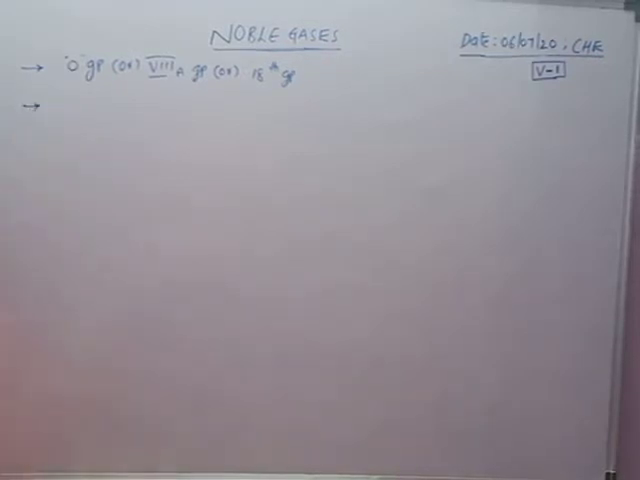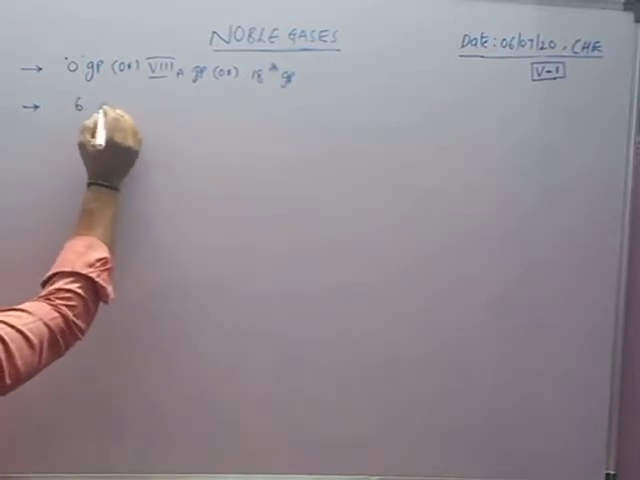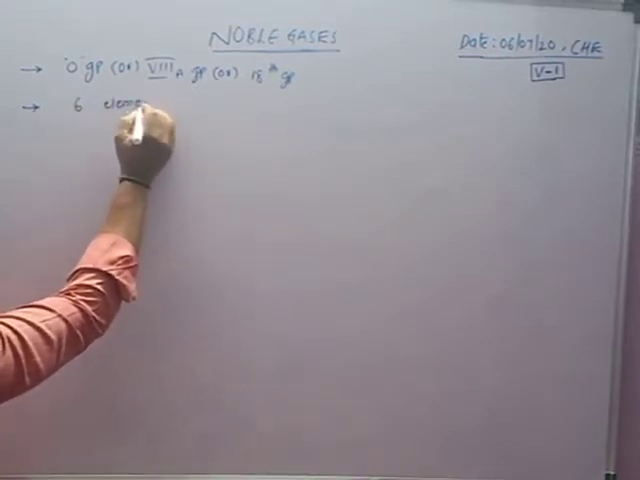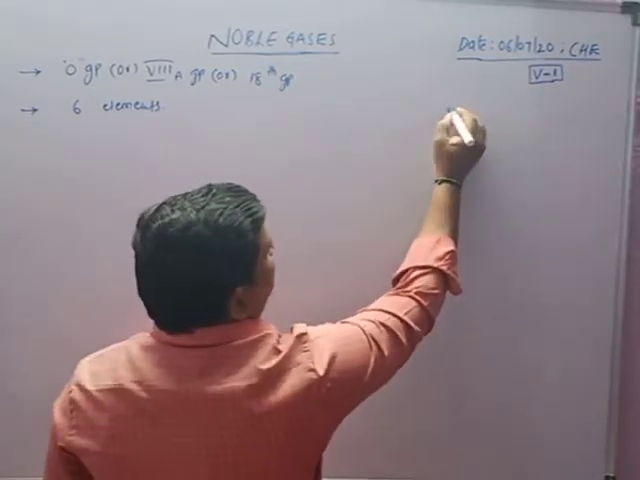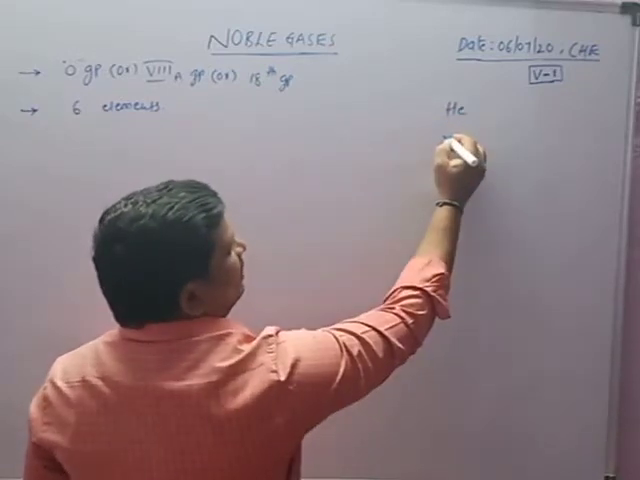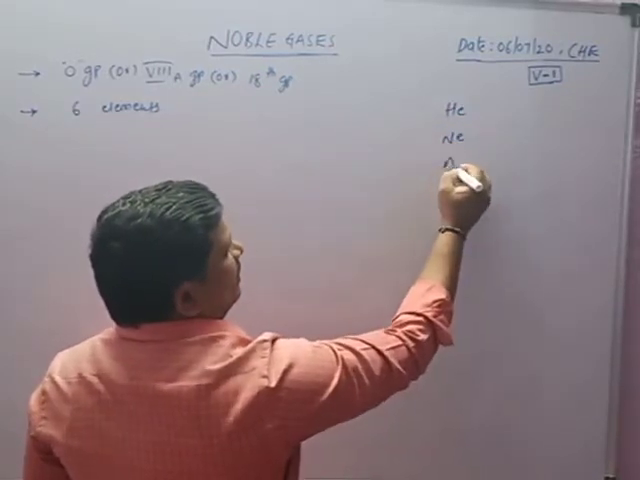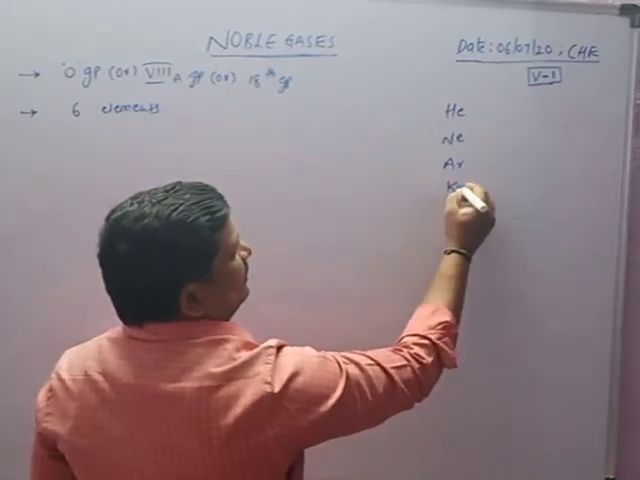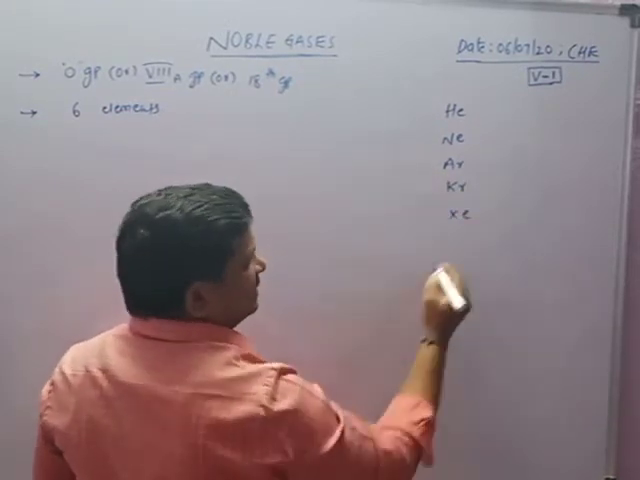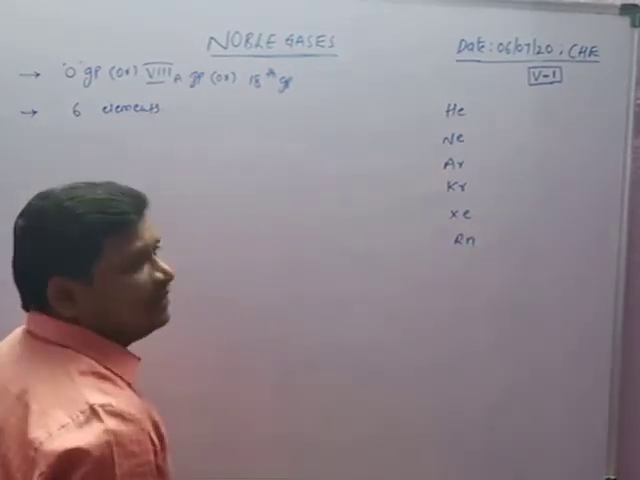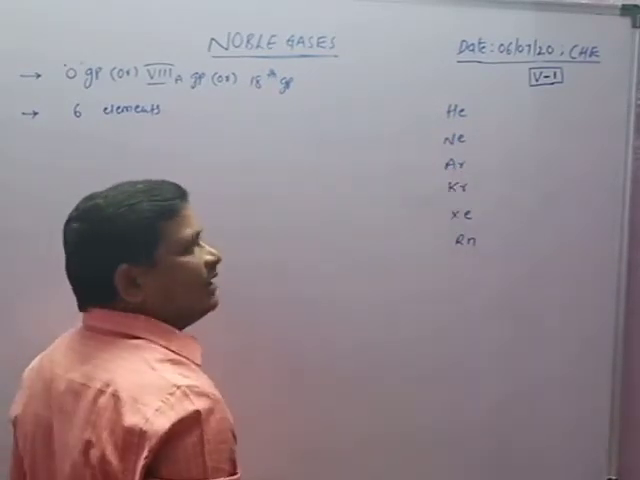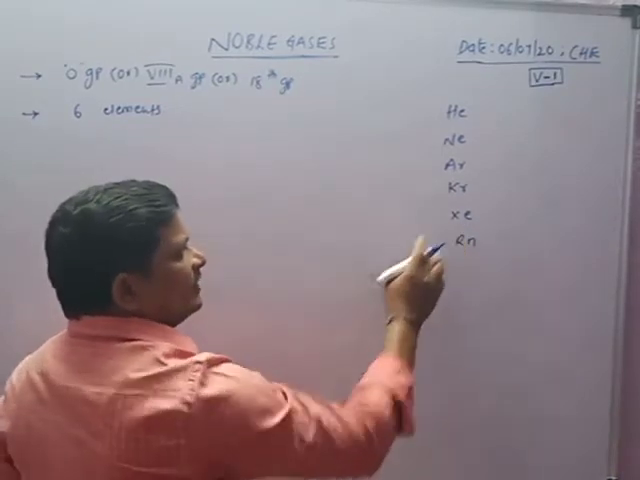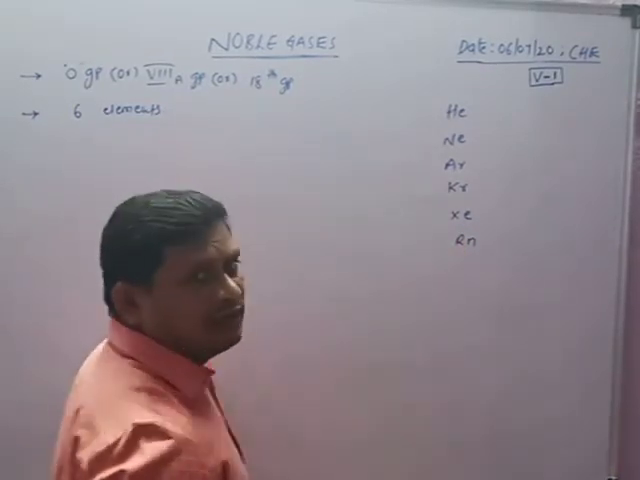This group consists of 6 elements. They are helium He, neon Ne, argon Ar, krypton Kr, xenon Xe and radon Rn.